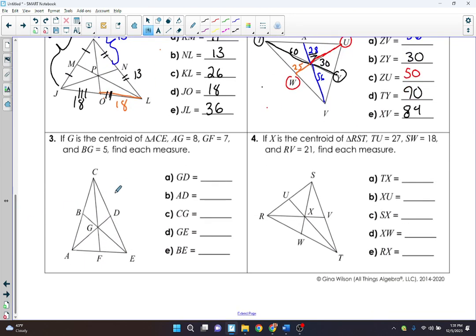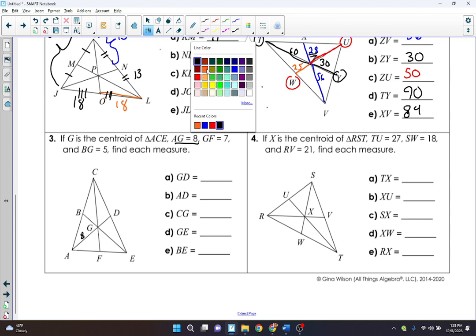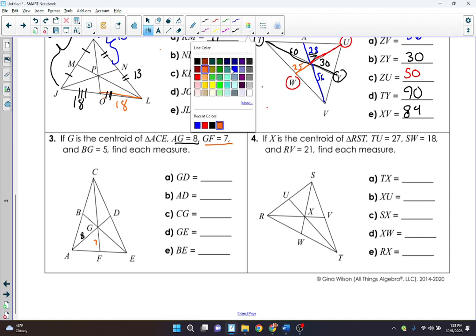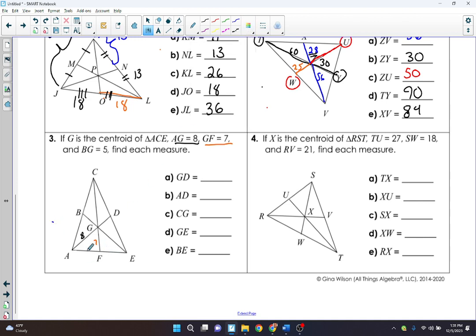Let's do number 3. If the centroid of ACE, so we know these are all medians, AG is 8. So A to G is 8. So this one's 8. GF is 7. G to the F is 7. That's the short side because that's to the wall, or that's to the edge, and this is the corner. And BG is 5. This is the short side because it hits the side.